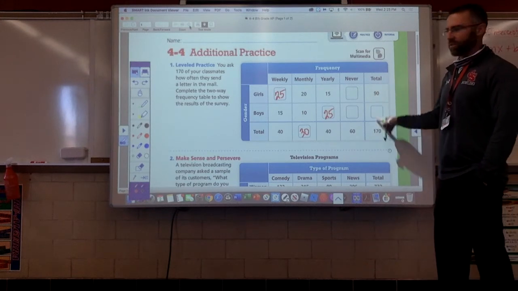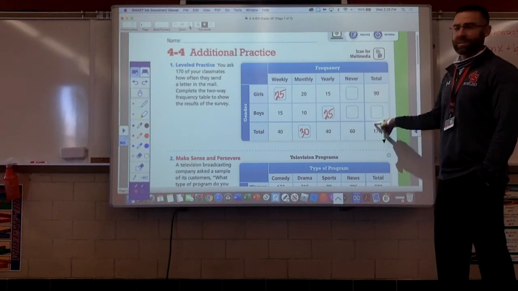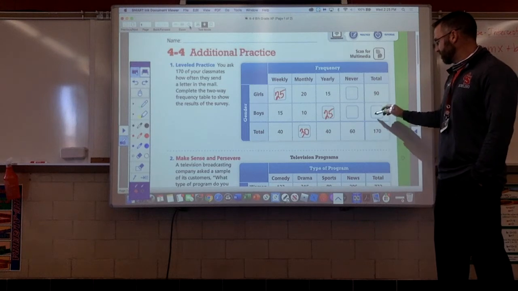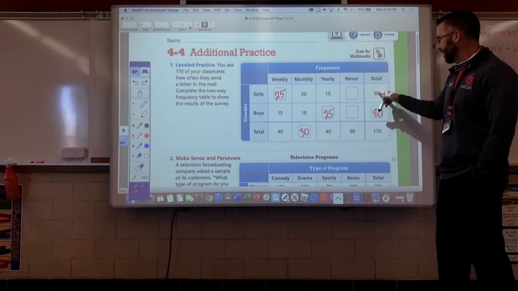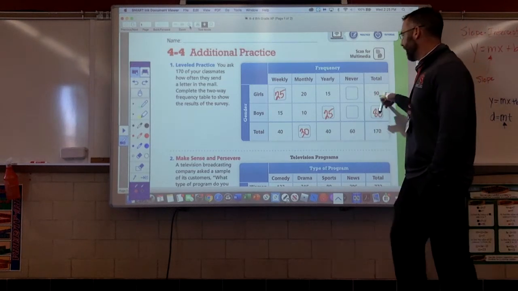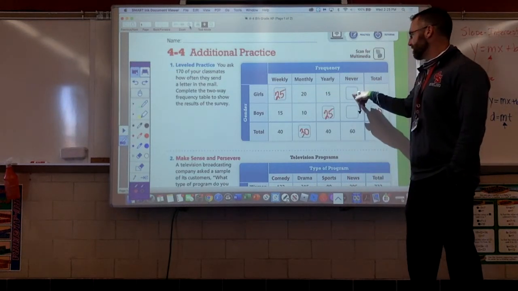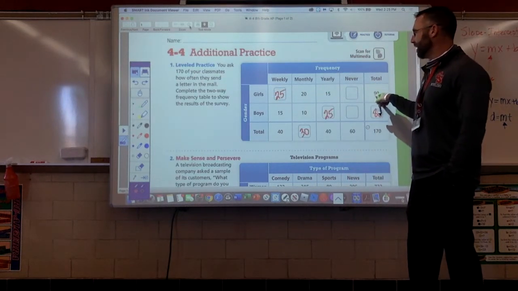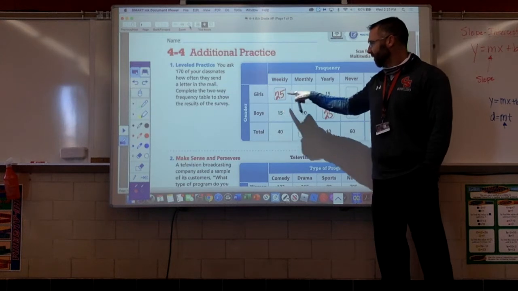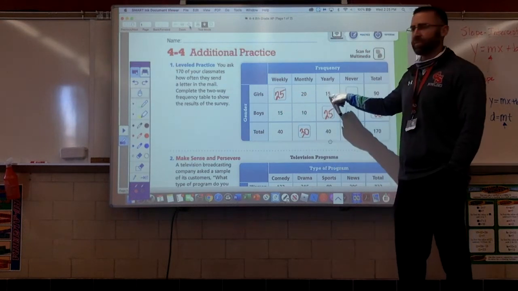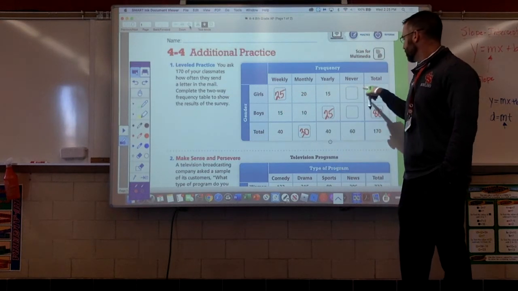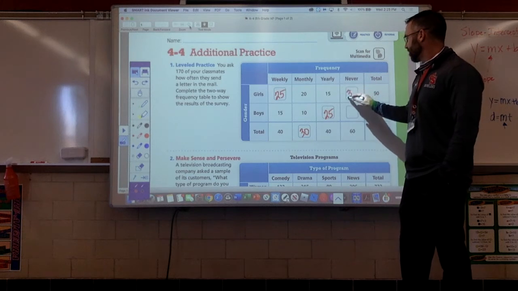This is not a row, this is a column. 90 plus what number is 170? Well, take 170 minus 90. That's 80. Now we have to figure out this missing piece of data. Well, they all add up to be 90. 25 plus 20 is 45, plus 15 more is 60. 90 minus 60 is 30.